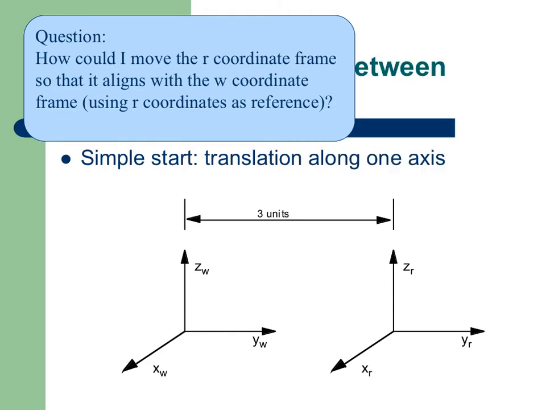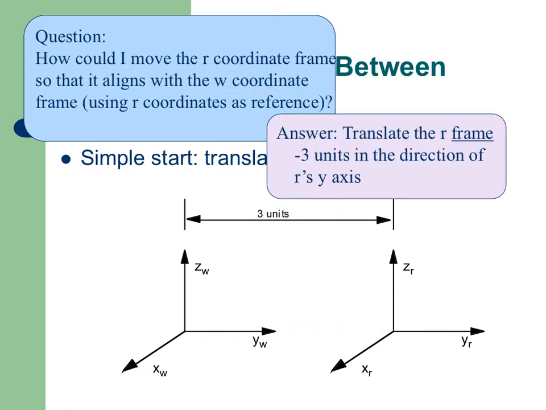Okay, so let's turn things around a little bit. Right before I moved from W to R, now I want to align the R coordinate frame, or move the R coordinate frame, so that it aligns with the W coordinate frame, right? So now we're taking the R coordinate frame and we're sliding it this way. And I think the answer is pretty straightforward, right? We need to take the R coordinate frame and translate it 3 units in that direction. I know because I said up there.